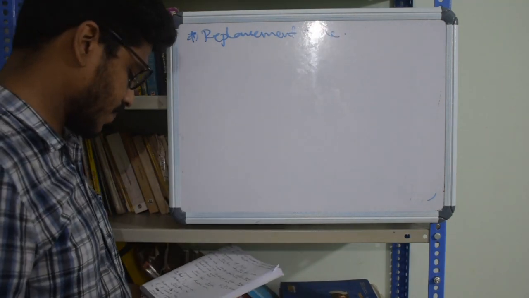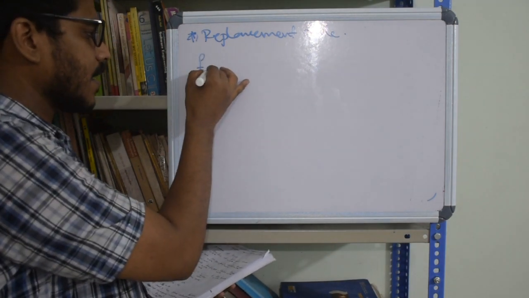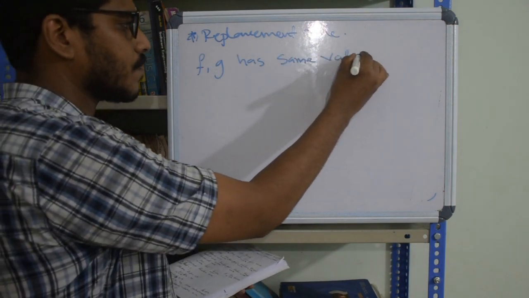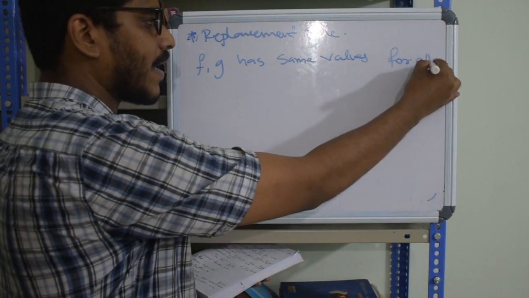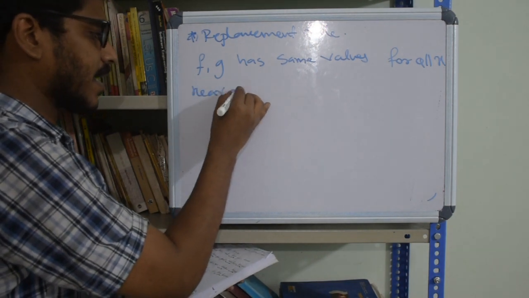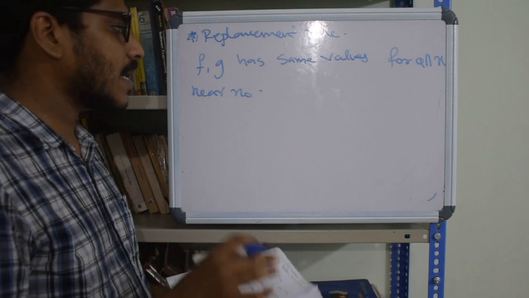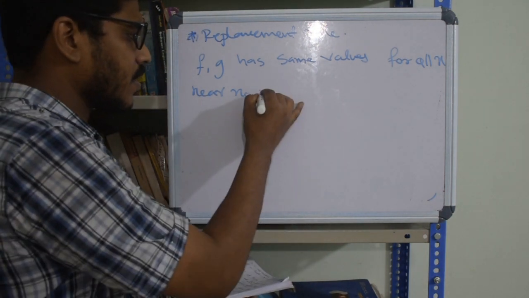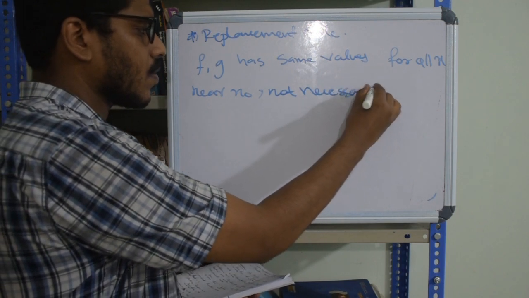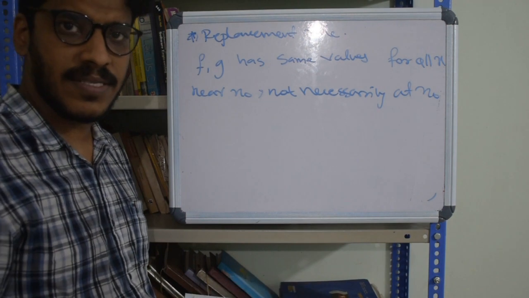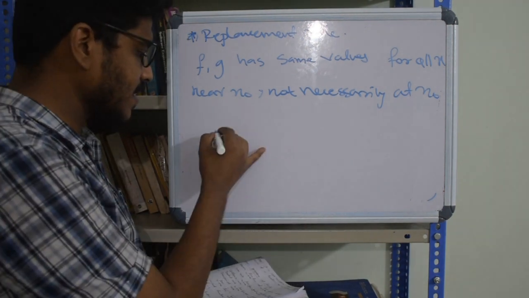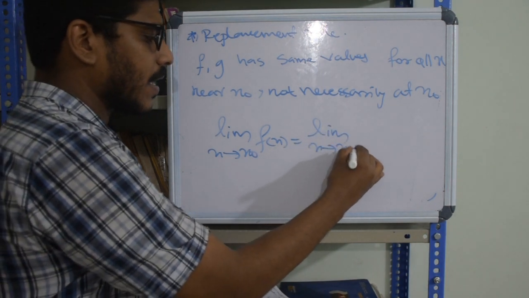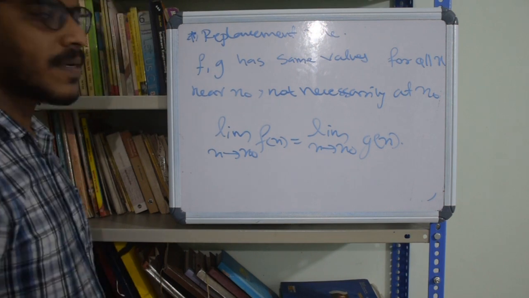This is kind of a little more theoretical. Let f and g have the same values for all x near x naught. We have a point x naught, and we assume that f and g have the same value at all x near that particular point x naught. Not necessarily at x naught. The value at x naught may change. We don't care. If it is the case, limit as x tends to x naught of f(x) is equal to limit as x tends to x naught of g(x). You may use this property in the future.